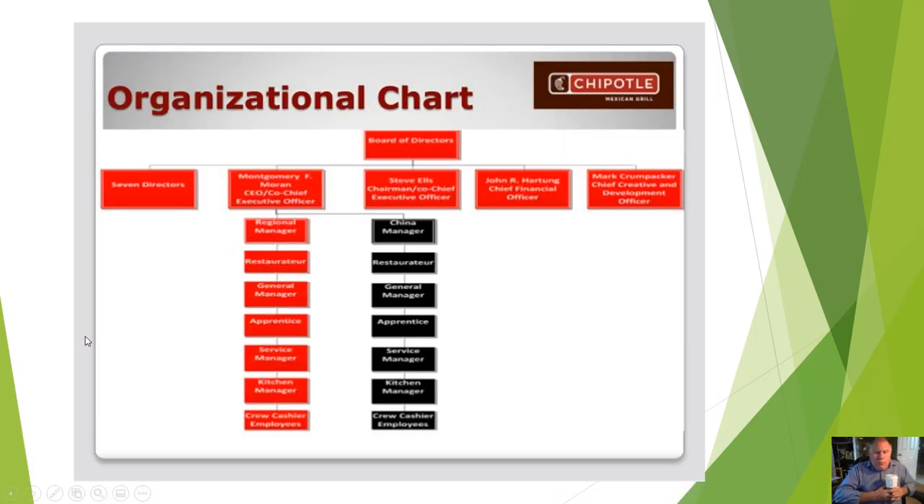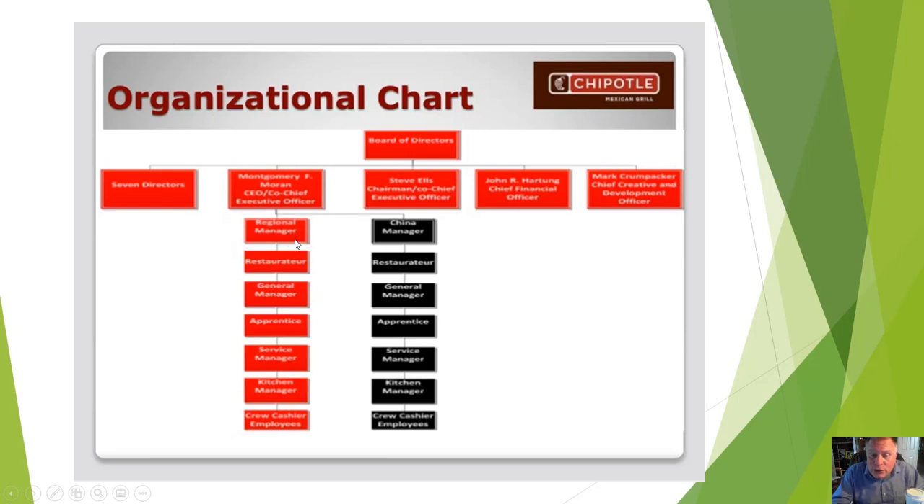Here's a look at Chipotle, and what you can see here is there's the directors. There are 7 directors, and they have a CEO, a co-chief executive officer, Steve Ells, one of the founders, chairman, co-chief, chief financial officer, chief creative and development officer. Now these don't go much lower, but what we do see under Mr. Moran is that there's a break off for China.